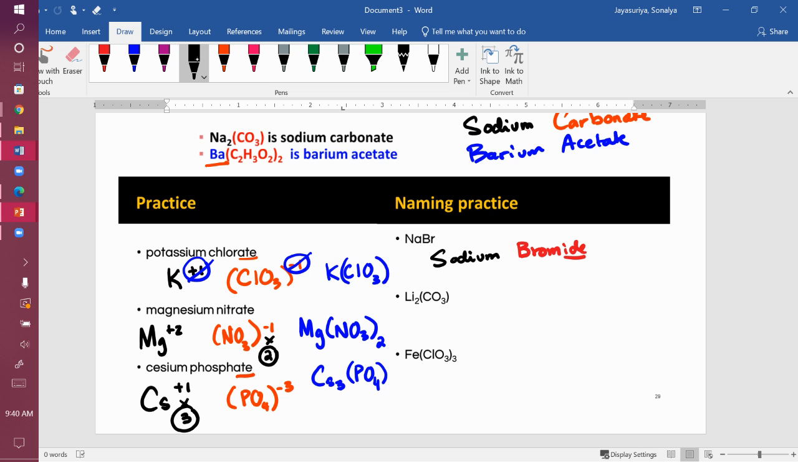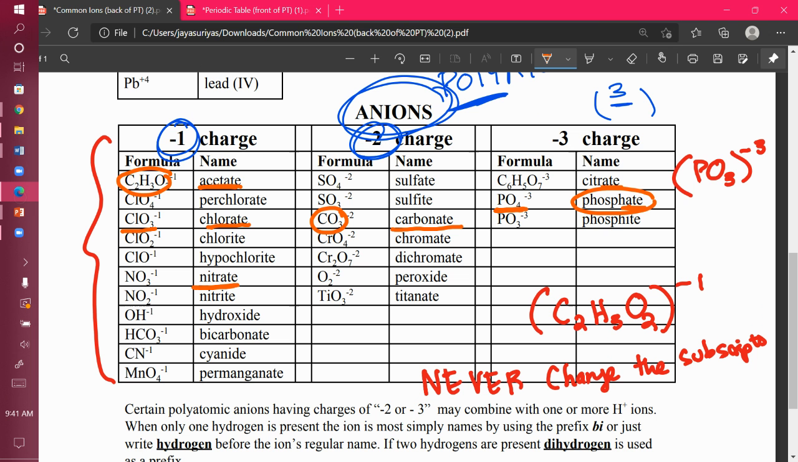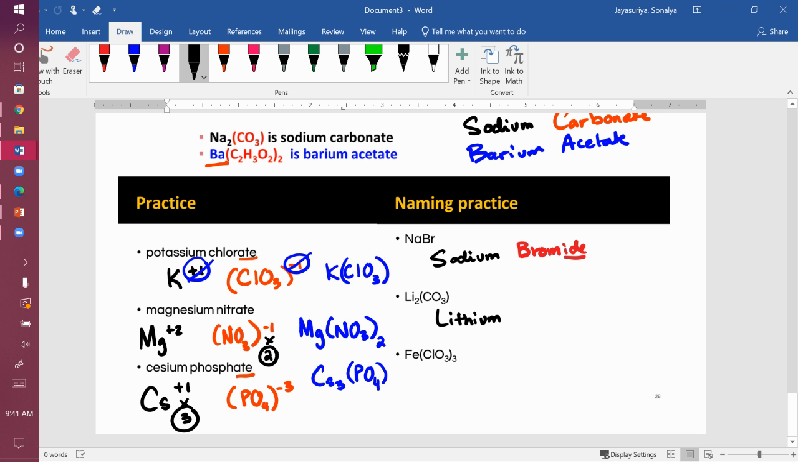Okay? Next, Li. I know that that's lithium. I write lithium, no changes to the name. Then I notice that there are parentheses. Parentheses, my brain tells me, is a polyatomic ion. So let me find out on the back of the periodic table what CO3 is. CO3 is right here. It is carbonate. So all I have to do is look at CO3 and write carbonate. And I am done. No fancy things to do, just write carbonate.